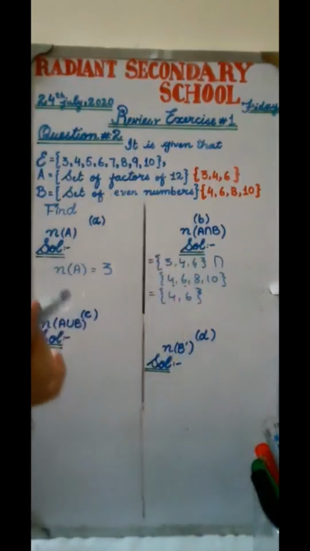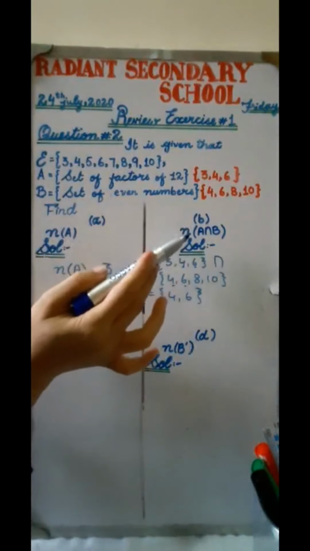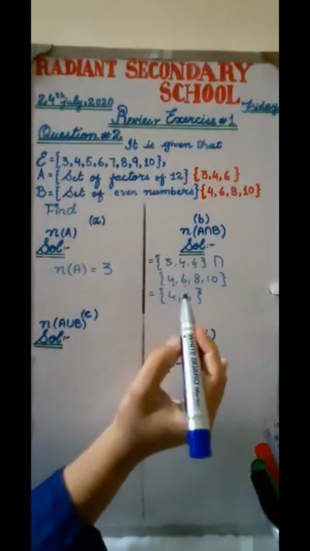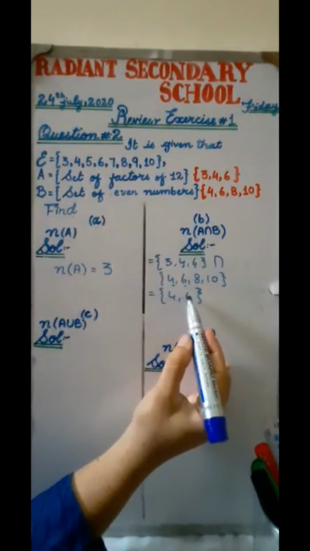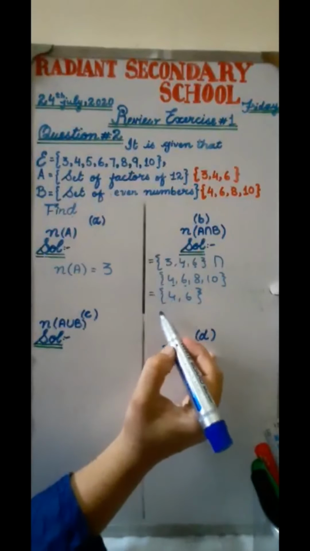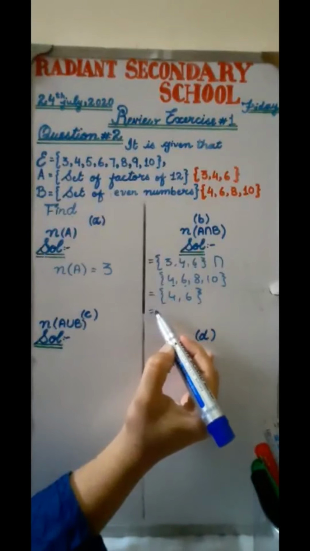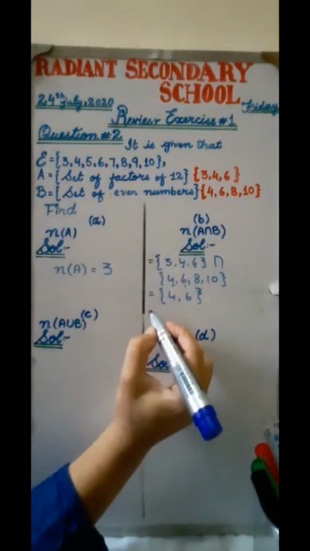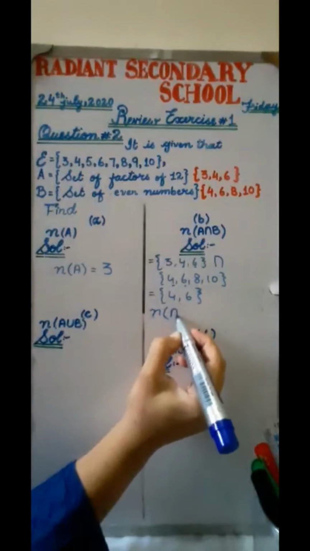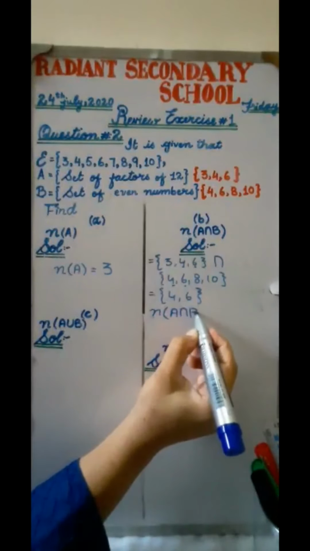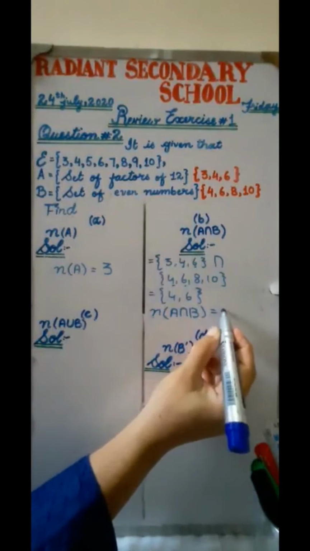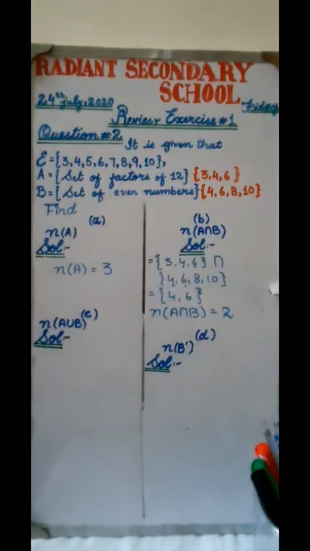Now in the question we need number of elements in A intersection B. In A intersection B, elements are 2. Count is 1 and 2. So you can write number of elements in A intersection B is 2. Okay.